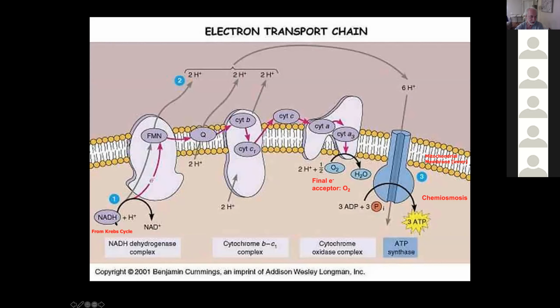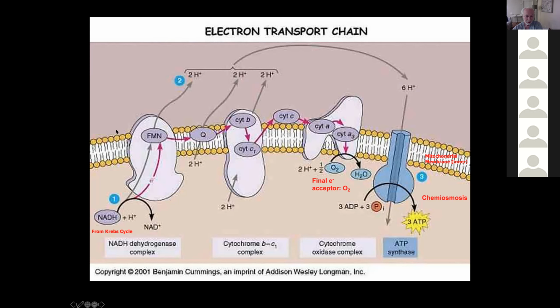So if you start out with NADH from the Krebs cycle, entering the first protein complex, a flavin, the electrons keep being passed along from one carrier to the next through cytochromes, and finally end up with oxygen. And oxygen, oxygen plus protons, is converted to water.